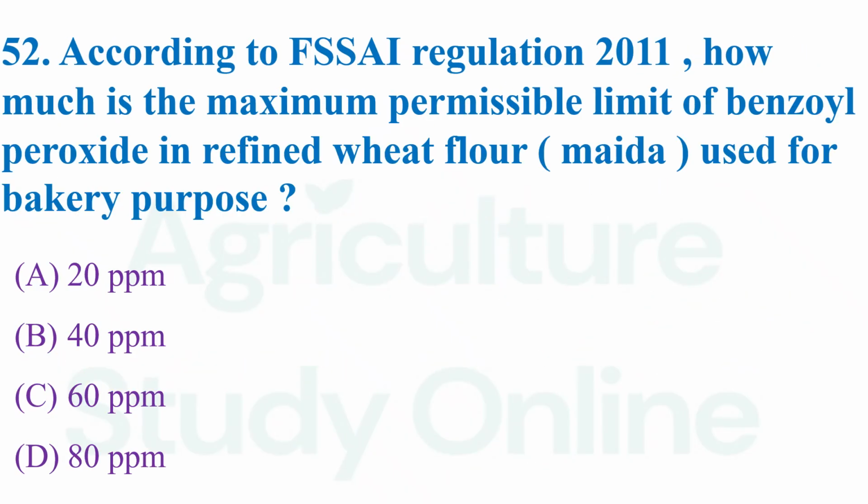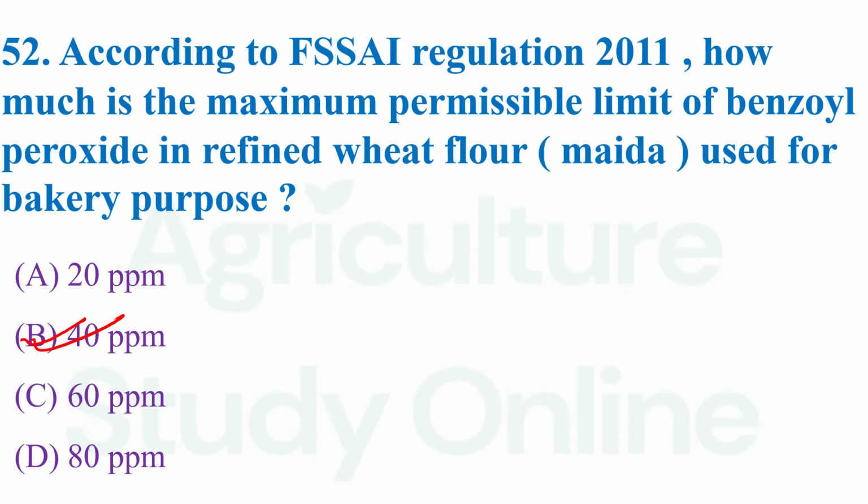Next, question number 52. According to FSSAI regulation 2011, how much is the maximum permissible limit of benzoyl peroxide in refined wheat flour, that is maida, used for bakery purpose? According to FSSAI, the Food Safety and Standards Authority of India 2011 regulation, benzoyl peroxide is permitted as a flour bleaching agent, and the maximum limit in refined wheat flour for bakery is 40 ppm.